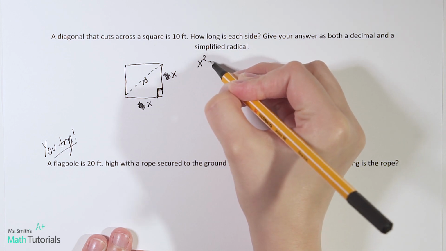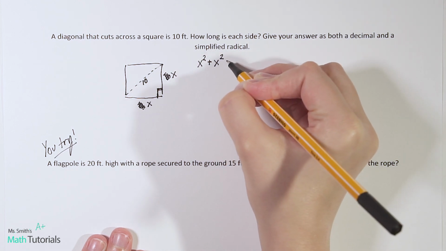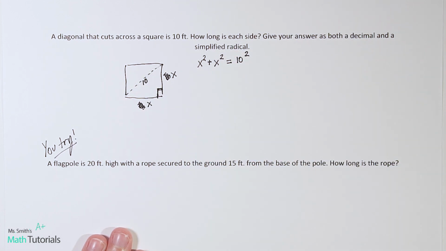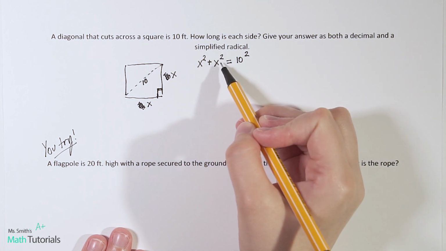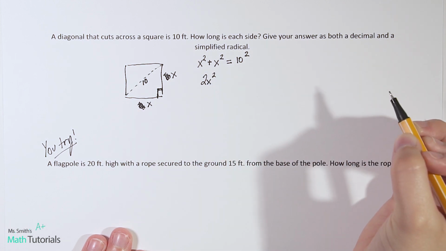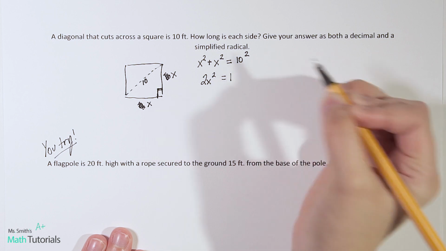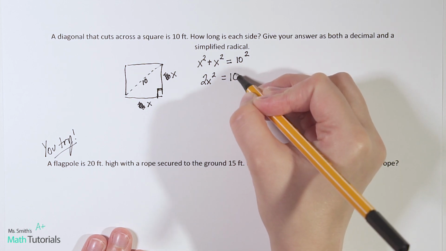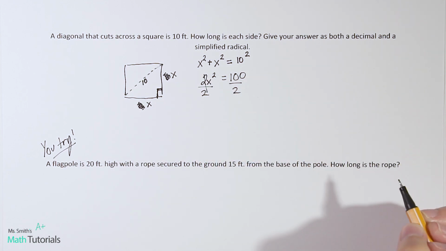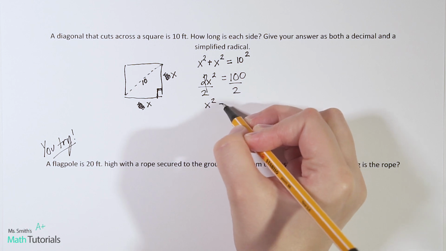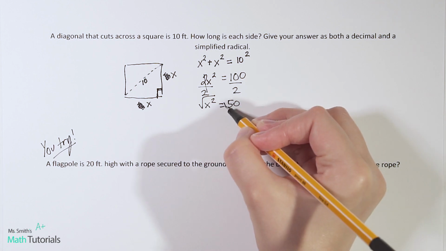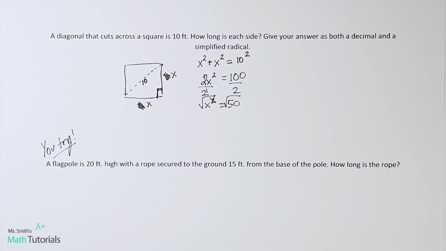X squared plus x squared gives me the hypotenuse 10 squared. So let's just simplify this. X squared plus x squared, that is 2x squared, equals 10 squared, so 10 times 10 is 100. Now I want to divide both sides by 2. So that just leaves me with x squared equals 100 divided by 2 is 50. And of course, I don't want x squared, I want x. So that means I've got to take the square root of both sides.